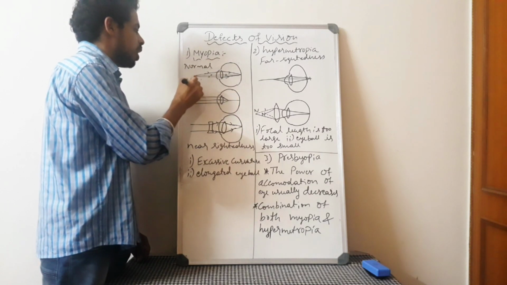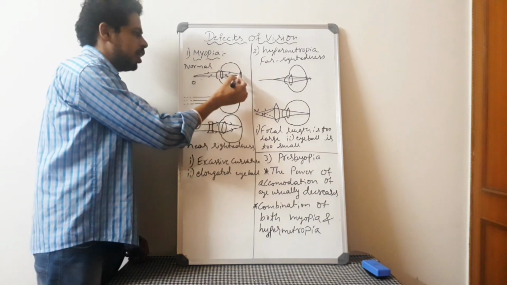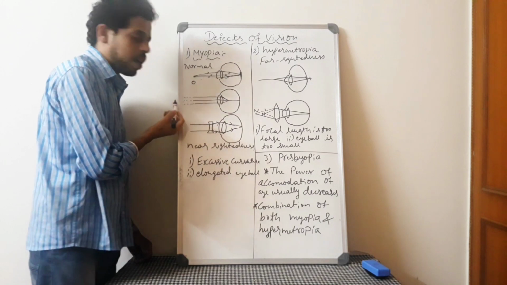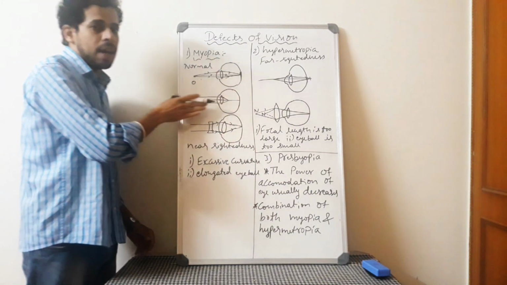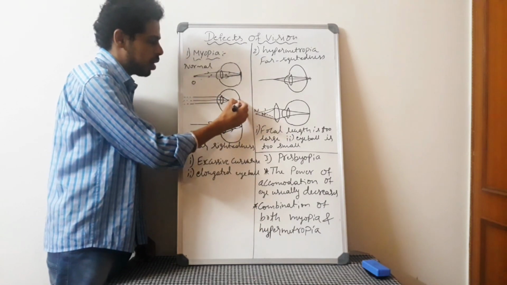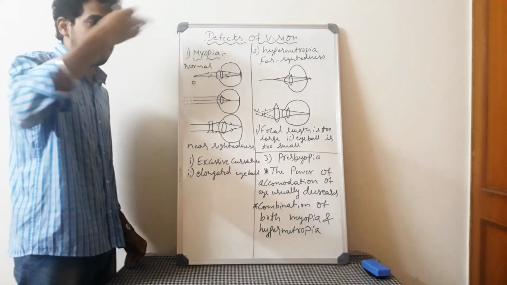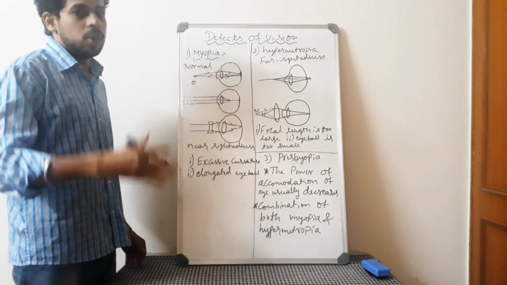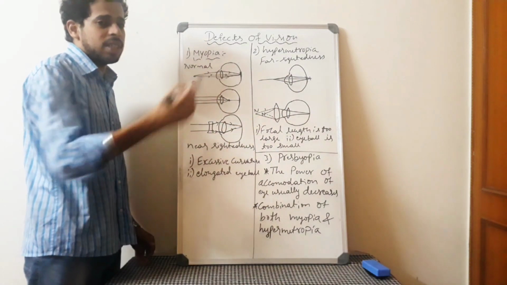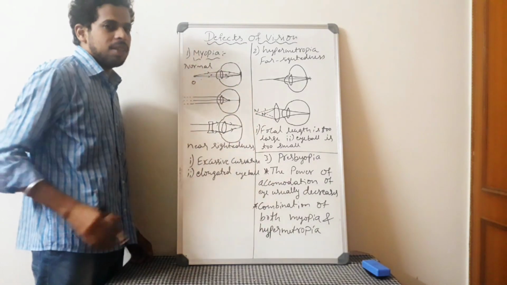Suppose the object is here, so the image should form on the retina. But the myopic eye, if he is seeing a far object, then all the rays will be parallel to each other, and they will converge here only. The actual retina is here, but the rays converge in front of the retina. So the image is formed in front of the retina, and the person cannot see the object clearly. This type of defect we call myopia.